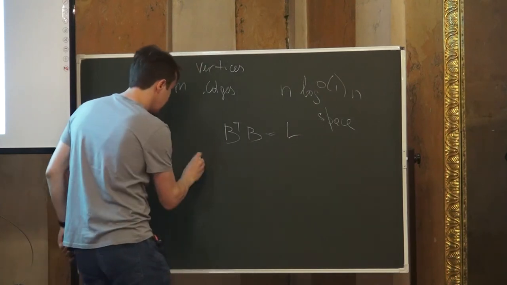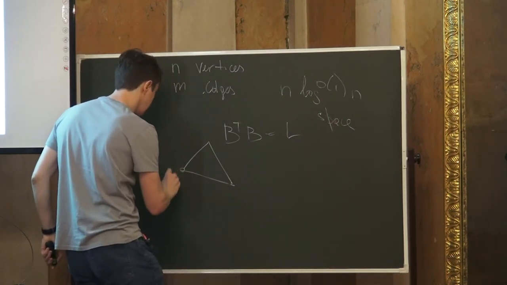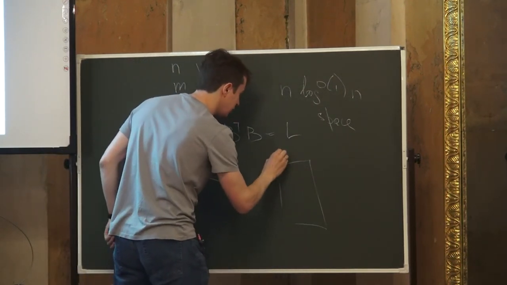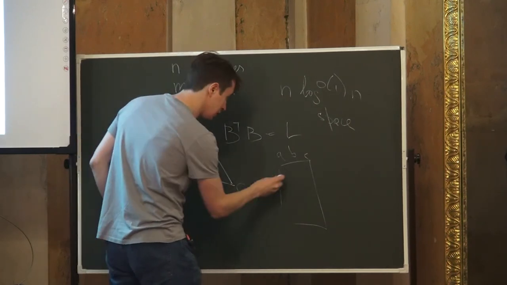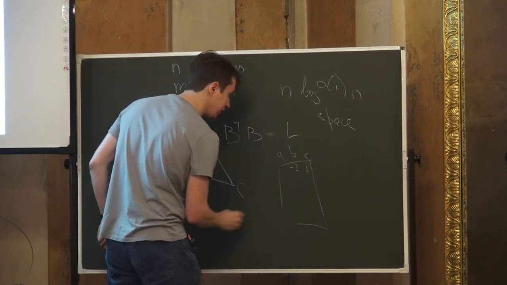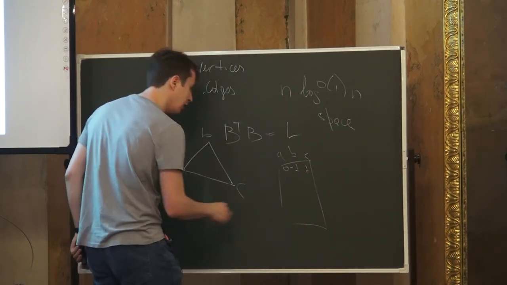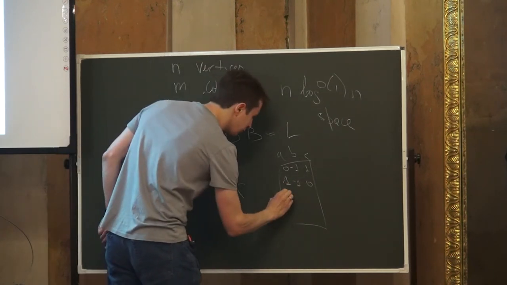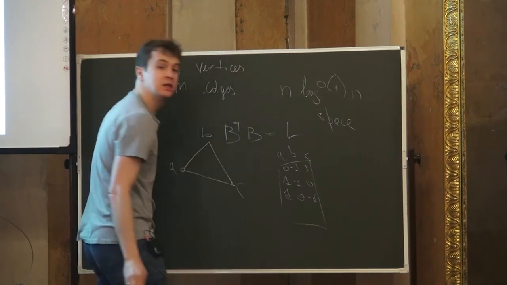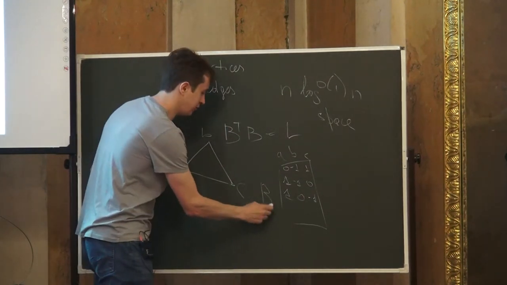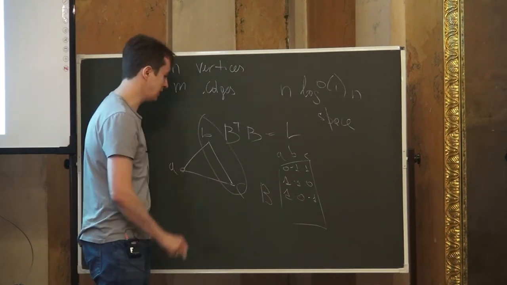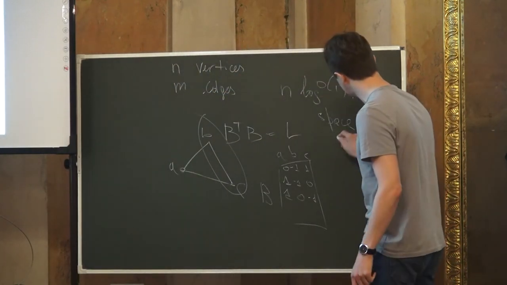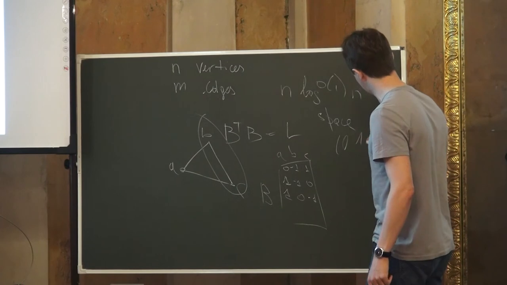Let's do a very simple example. Suppose I have a triangle ABC, and the edge incidence matrix of this triangle will be, say, minus 1, 1, 0 for the edge B and C. A and B is 1, minus 1, and 0. A and C is perhaps 1, 0 and minus 1. So this is my matrix B. Now if I'm interested in the cut that separates BC from A, I look at the indicator vector of this cut, which is 0, 1, and 1.